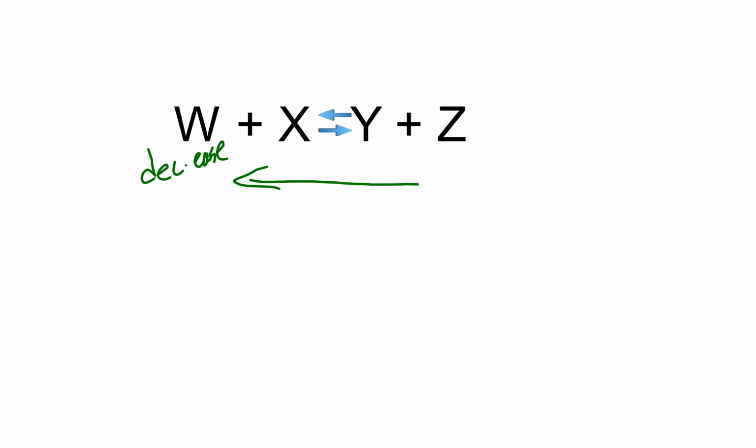Okay, and the answer is it's going to shift to replace the W that you took away. Okay, so anytime you add to the products or take away from the reactants, it's going to shift towards the left. If I add reactants or I take away products, it's going to shift towards the right. Okay.